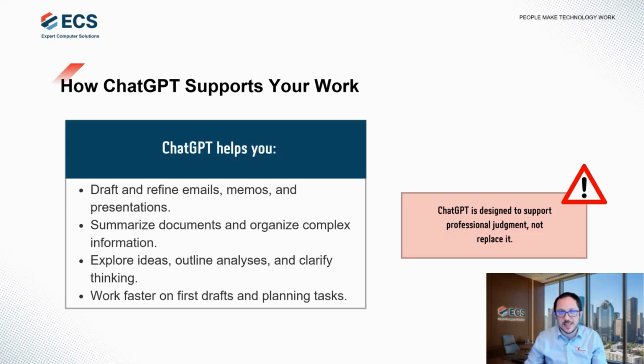What ChatGPT is not designed to do: it's not designed to replace your professional judgment. ChatGPT can hallucinate, which is tell you incorrect information, but make it sound like it is correct. And when that happens, it will be very, very convincing. So you still need to double check your work and make sure that what you're getting out of ChatGPT is correct, because at the end of the day, it is your work that is going out there.